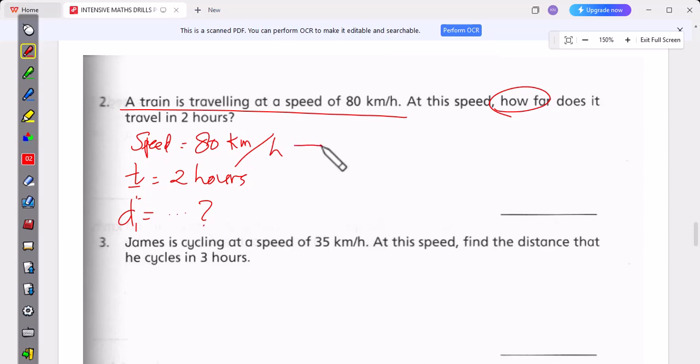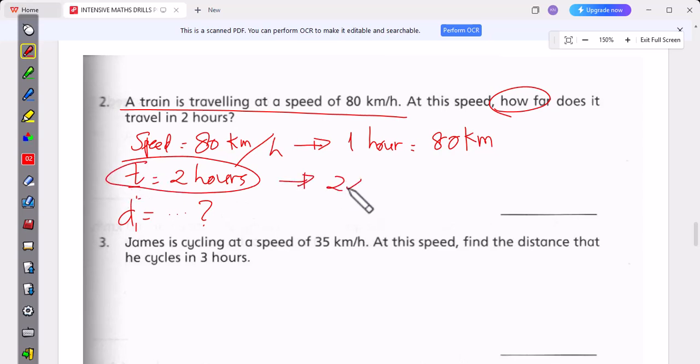So from speed, we know that 80 kilometer per hour means in 1 hour, this train can travel 80 kilometer. So in 2 hours, it means 2 times 80. Then we get the result 160 kilometer. So here is the way how to solve the question about speed, the combination of the length and time.